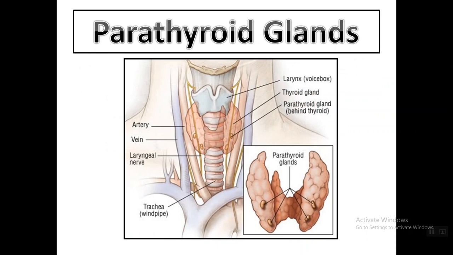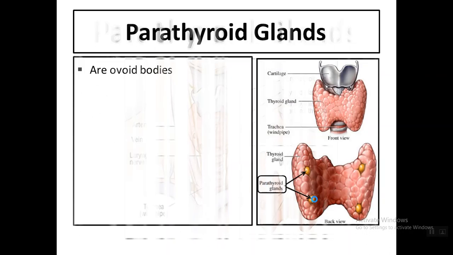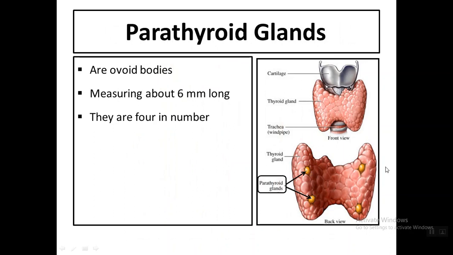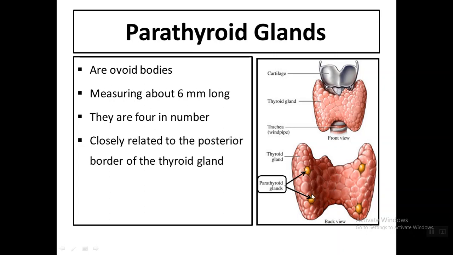Parathyroid glands. Parathyroid glands are ovoid bodies measuring about 6 millimeters in length, and they are 4 in number. This is the anterior view and this is the posterior view. These glands are closely related to the posterior border of the lobes of the thyroid gland, lying within the fascial capsule of the thyroid gland.